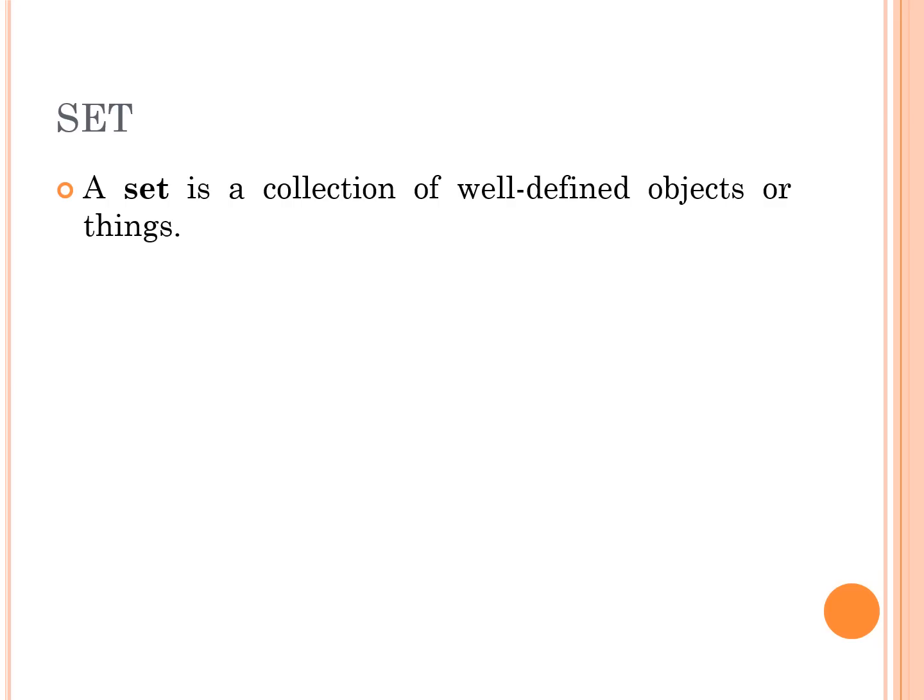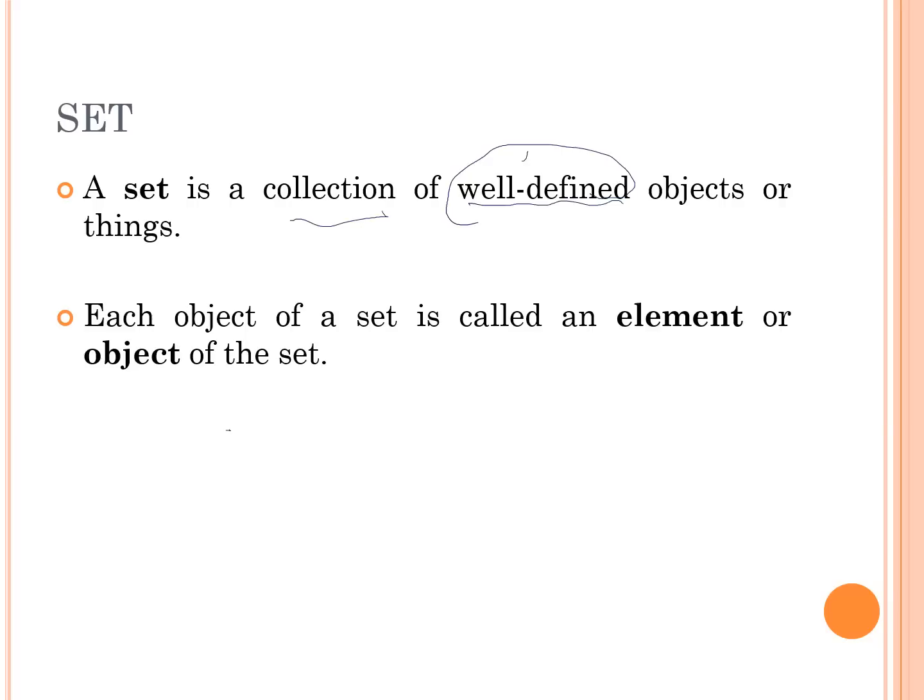By definition, a set is a collection of well-defined objects or things. When we say well-defined, it means that these objects have common characteristics. We call these objects or things an element or an object, but the most common term that we use is element. That's why it says there, each object of a set is called an element or object of the set.